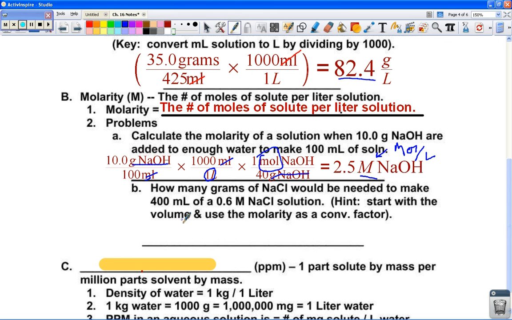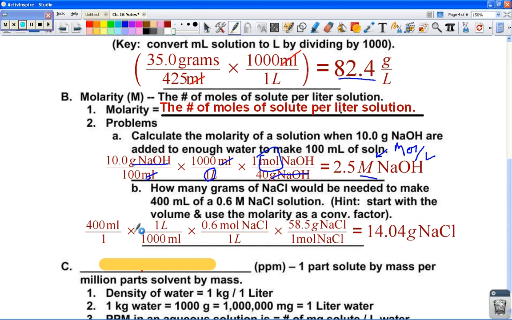So we'll start with 400 milliliters. We know that 1,000 milliliters equals a liter, and 1 liter equals 0.6 moles from this right here. This leads to this down here. Okay, but the liters are going to cancel. And the moles cancel with 1 mole of NaCl because we don't want moles anymore.